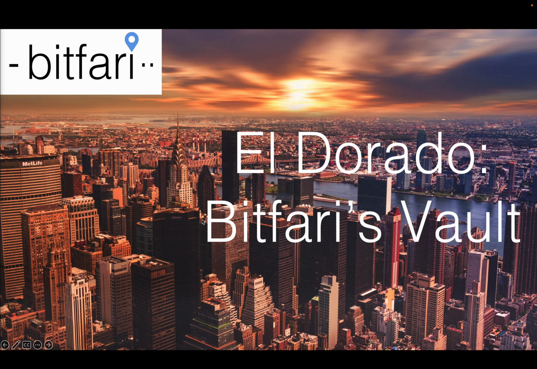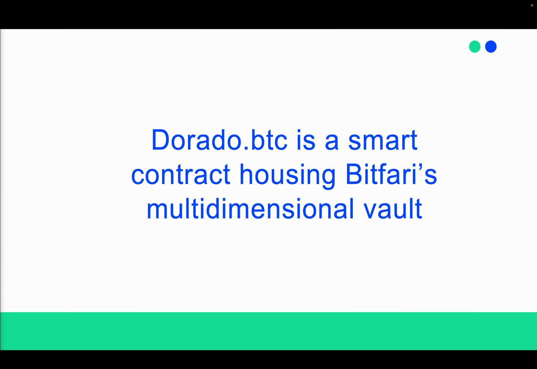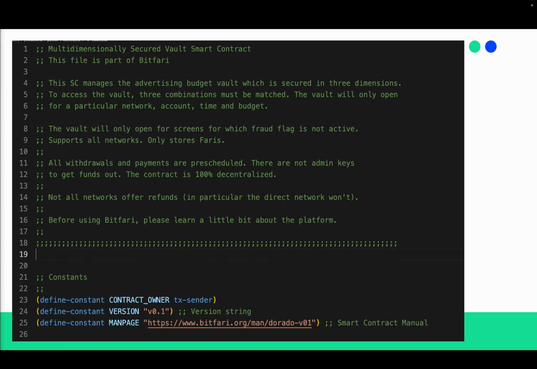Let's talk about Dorado BTC, which is the smart contract housing Bitfari's multi-dimensional vault. So this vault works as a traffic system. Just imagine a big highway with multiple lanes, multiple overpasses, multiple bridges, and a massive highway with a lot of vehicles moving either way. That's the way the Bitfari bot was designed.